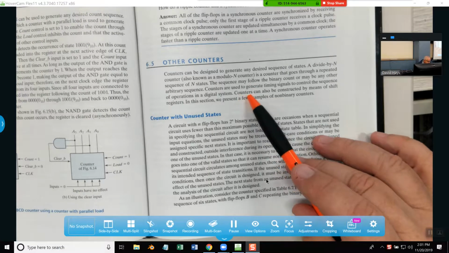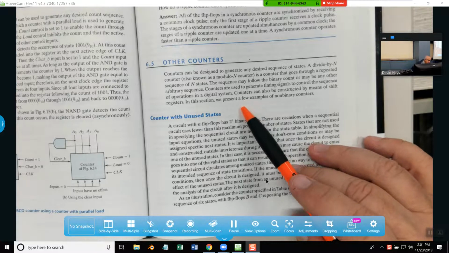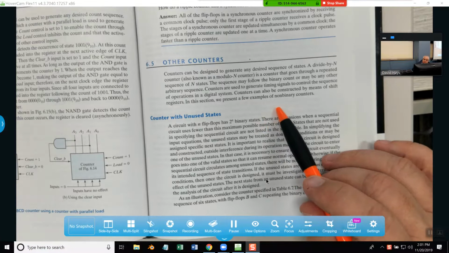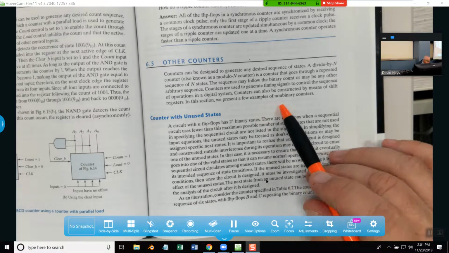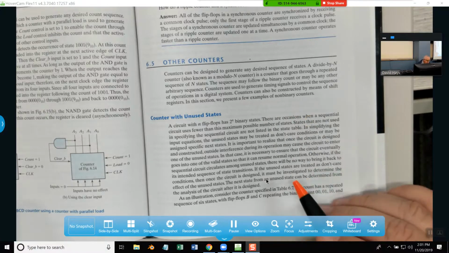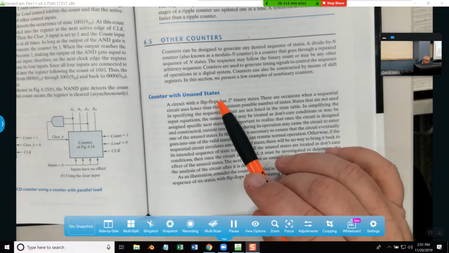Counters are used to generate signals to control sequence operations in a digital system. Counters can also be constructed by means of shift registers. In this section, we'll present a few examples of non-binary counters. Now, this is a counter with unused states.